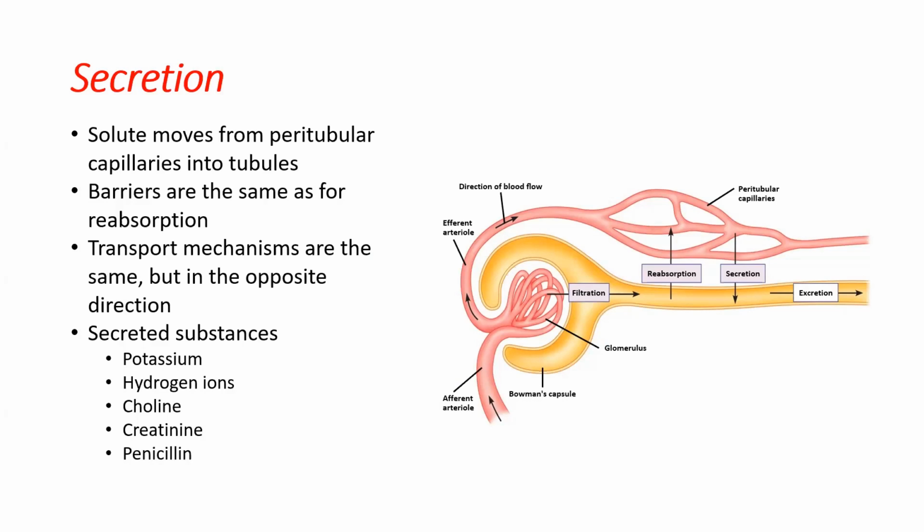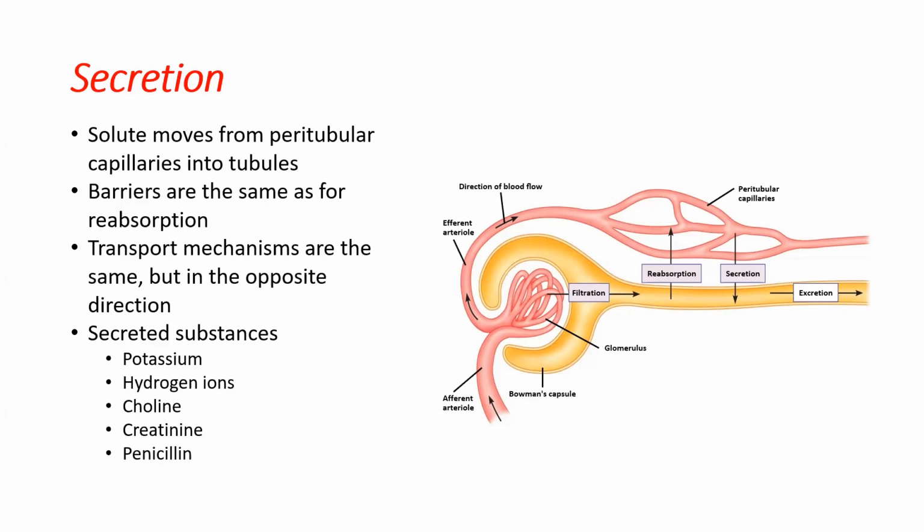Hydrogen ions are secreted as a way for us to balance the acidity of our plasma. So if we're in acidic states, we can lose some of that acid via the secretion of hydrogen ions. Whereas we saw in the reabsorption, bicarbonate was one of those things that was reabsorbed, and that is a way for us to adjust our acid base as well.